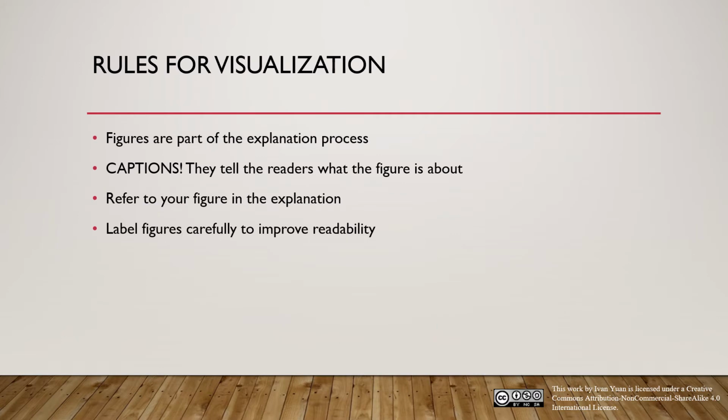Now, let's look at some general rules for visualization. First, we need to note that visuals, or figures, are part of the explanation process, and therefore they should stick closely to the explanation process. Which means that you need captions, because the captions can tell the readers what the figure is about, so the readers don't get confused about what you put in the middle of your paper. And because you want to integrate your figures into your explanation process, you want to refer to your figures within your verbal explanation. And also, when you make the figures, you want to label them carefully so that they can be more readable.